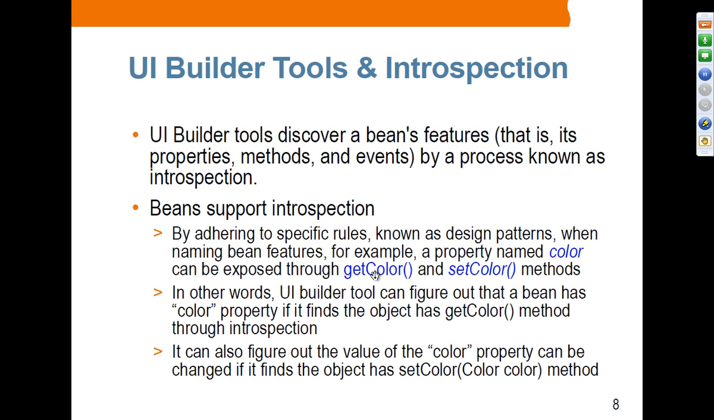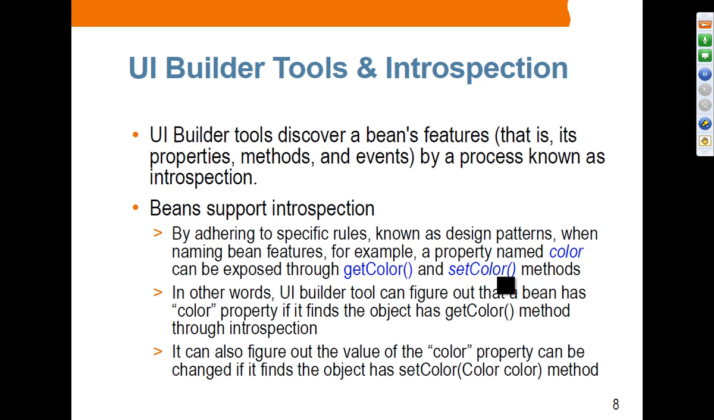Now, the bean has to follow some design patterns. One of the design patterns is the getter and setter method that we talked about. For now you can think of a bean as just a special object. By using introspection, you can find out all the methods that the bean has. Now, if it finds that there is a getter method, like getColor, then it figures there is in fact a color property. So the UI Builder tool can read the color property by calling getColor. If it finds that there is a setColor method, then it also figures it can change the value, because it can call the setColor method to change it.